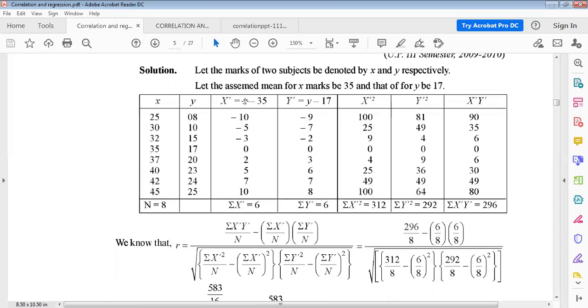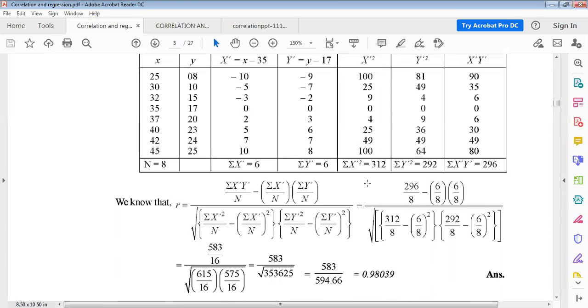Now x dash is x minus the assumed mean, and y dash is y minus the assumed mean. This is x dash whole square, y dash whole square, and x dash y dash, and this is the summation to indicate the total sum. Now we know r equals the summation of x dash y dash minus the product of the means divided by n, and so on. This is the formula of Karl Pearson's correlation coefficient.